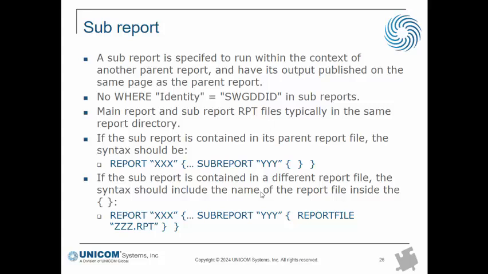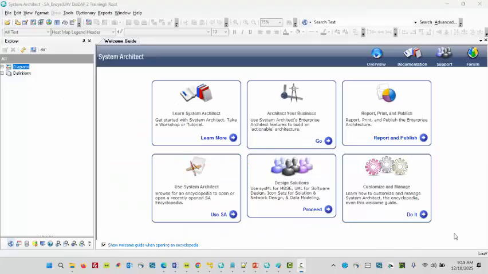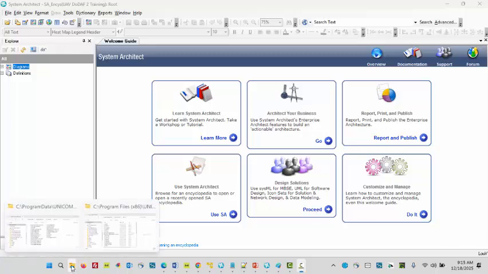And then a sub-report doesn't need an SWG_DDID line because it's a sub-report. So that's something to bear in mind. So let's take a look at what this looks like in SA Publisher and System Architect.